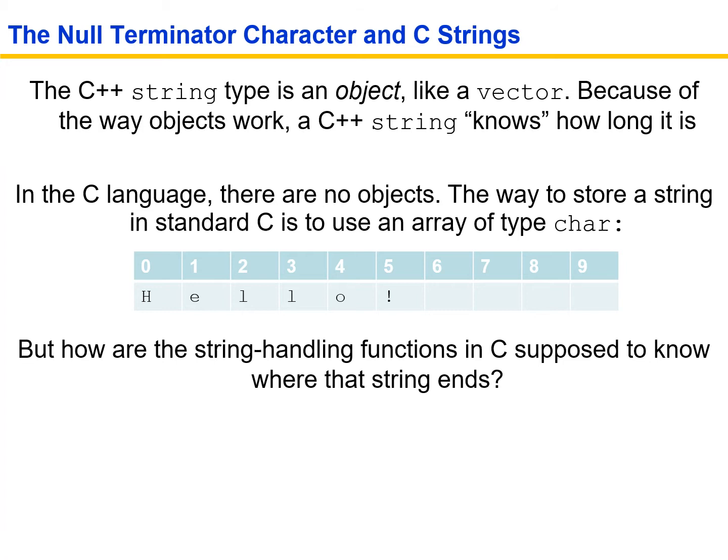Spaces 6, 7, 8, and 9 in this array are not empty. They just have gobbledygook values. They have values that haven't been initialized yet. Yes, gobbledygook.